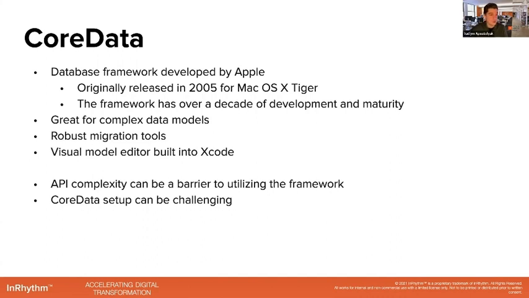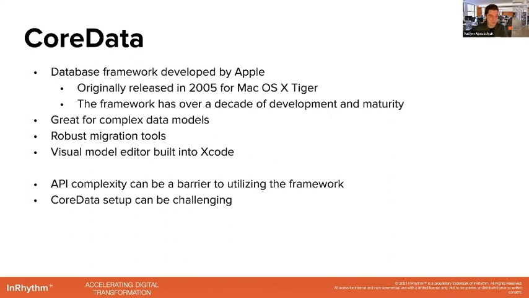It's extremely fast in a single-threaded process, and it also shines when you use it in a multi-threaded environment. However, it can lead to a lot of glitches, bugs, and data inconsistencies if you are not careful about how you're writing that code. Core Data is a first-party framework developed by Apple. It originally came out in 2005 for Mac OS X Tiger, so that's going quite a ways back.